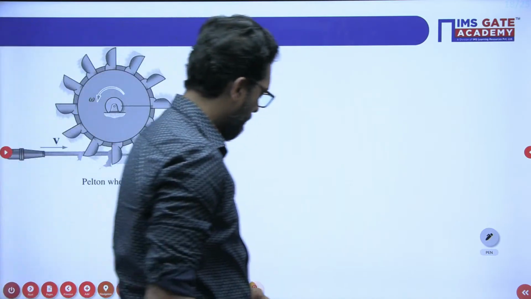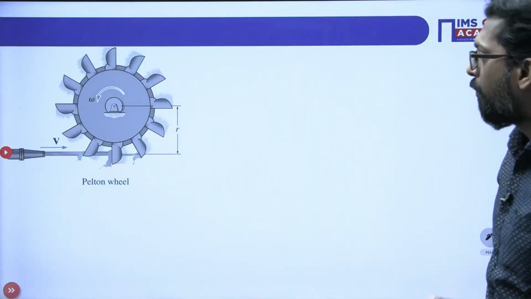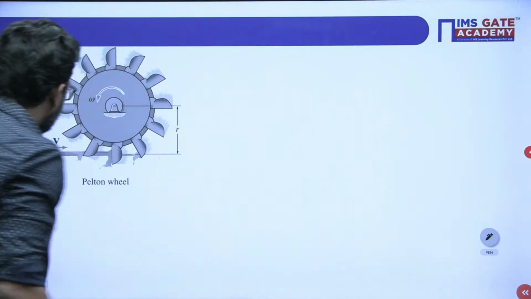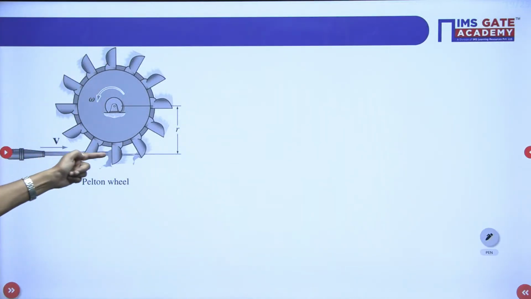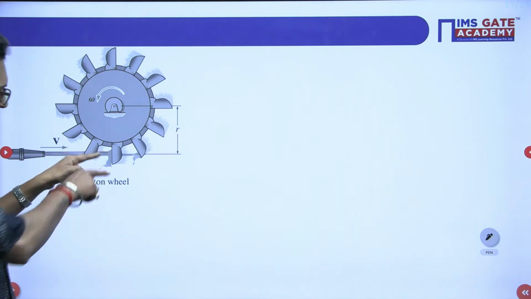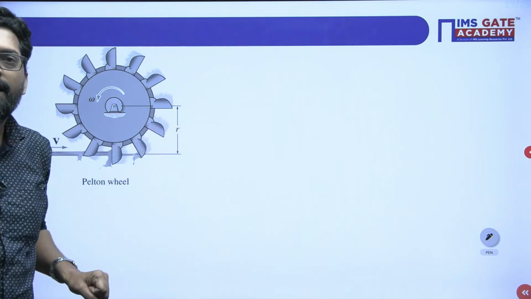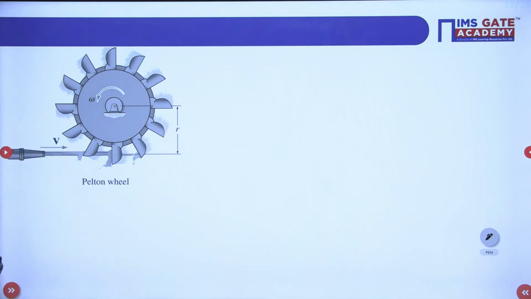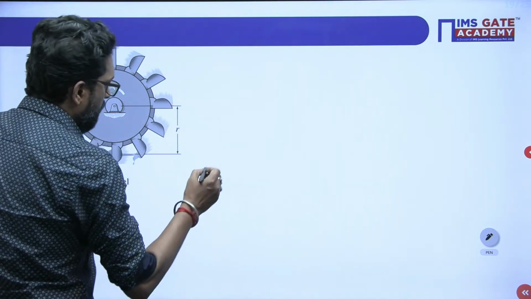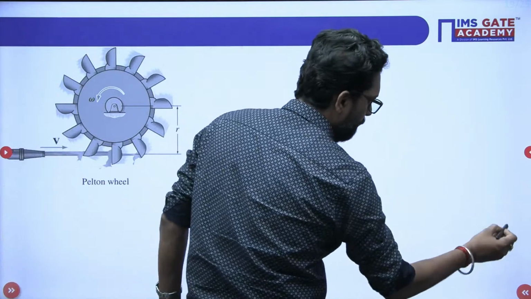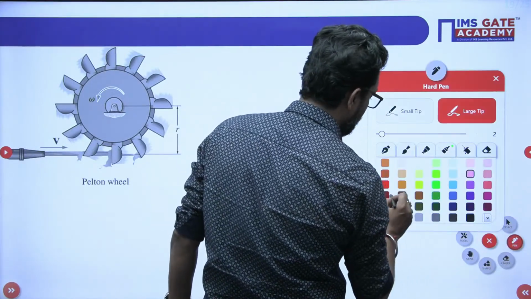So what they are asking is like this, beta. See this figure. There is the Pelton wheel. This is your velocity, and that velocity will be split on the blade at the splitter into two parts. So how to develop this equation? To develop this concept, the same concept is there. We have to design at this point, at this junction.